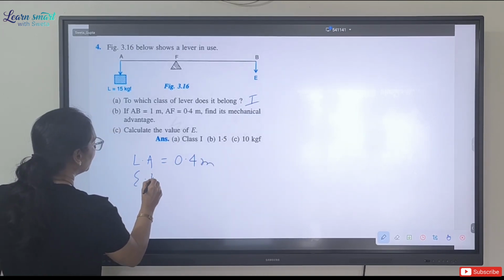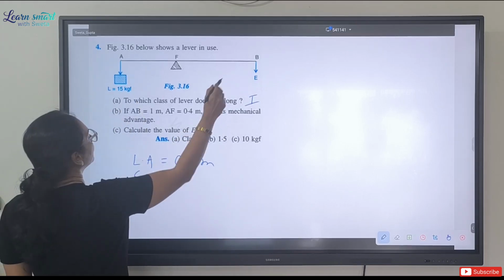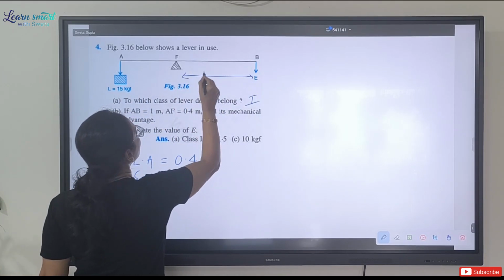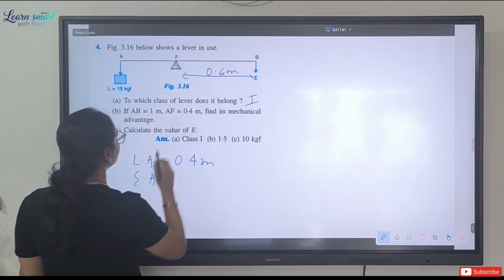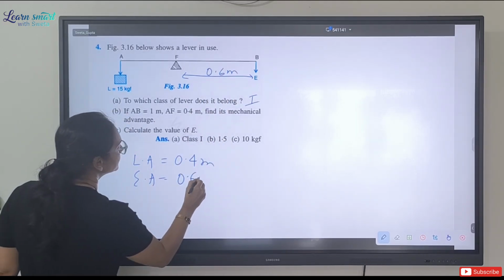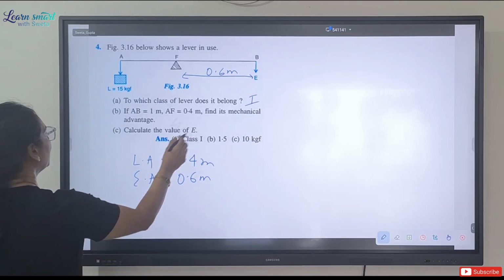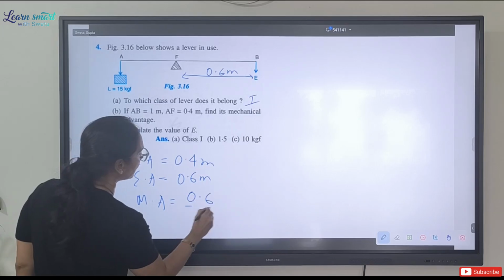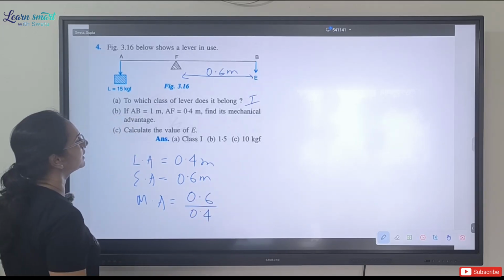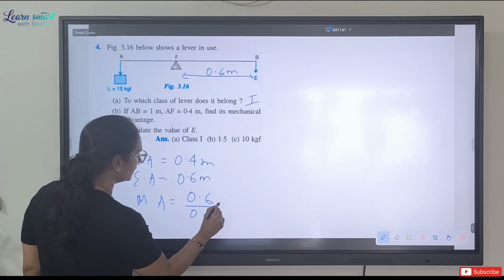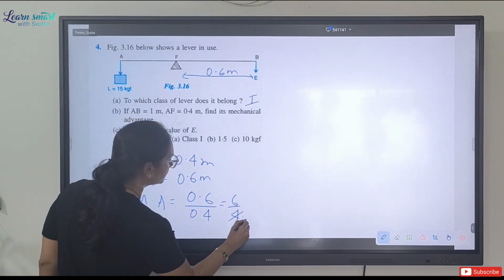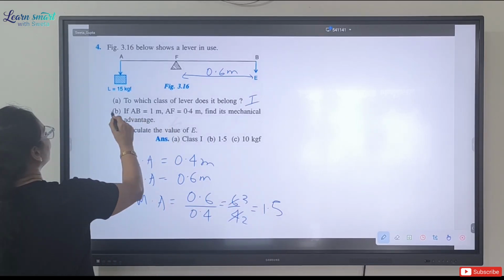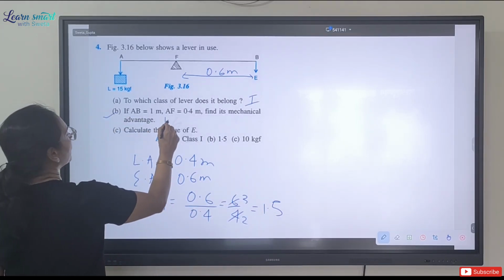So what is the effort arm? Effort arm total is 1. So if this is 0.4, this will be 1 minus 0.4, which will be 0.6 meter, which means the effort arm is 0.6 meter. Now they are asking to find its mechanical advantage. So mechanical advantage is equal to 0.6 upon 0.4. Just calculate and get the answer, which is actually 6 upon 4 equals 1.5. So we got the mechanical advantage as 1.5.